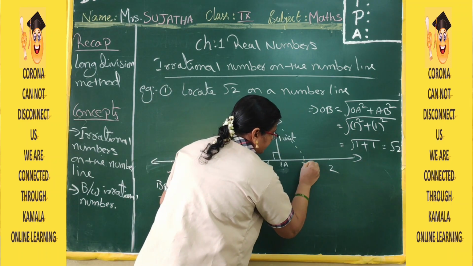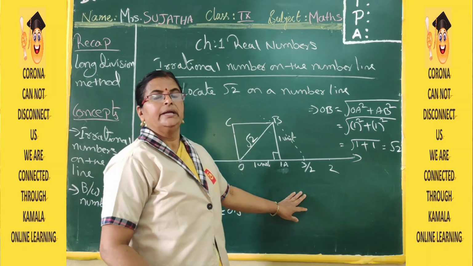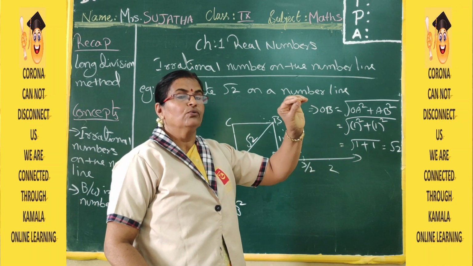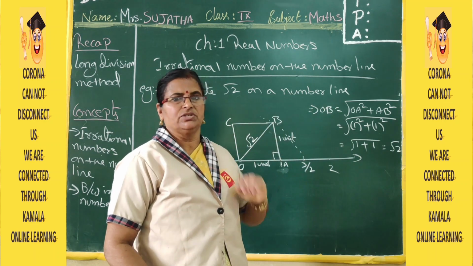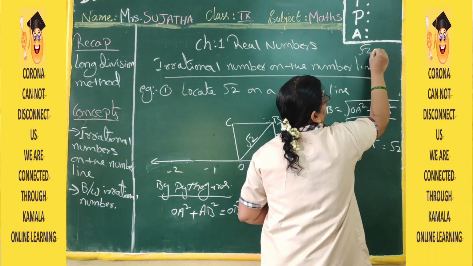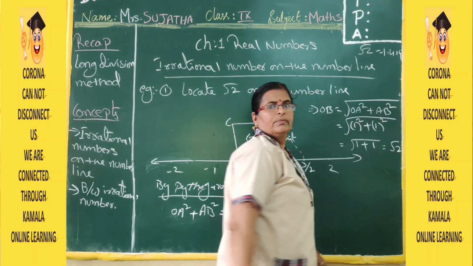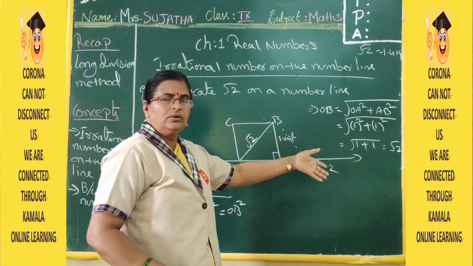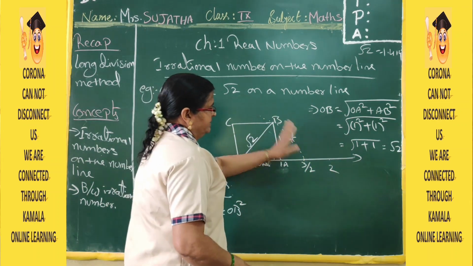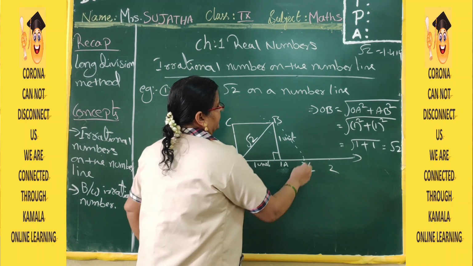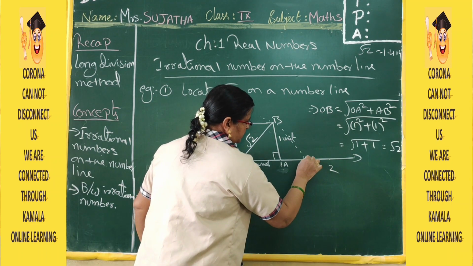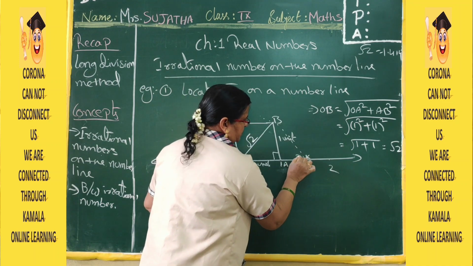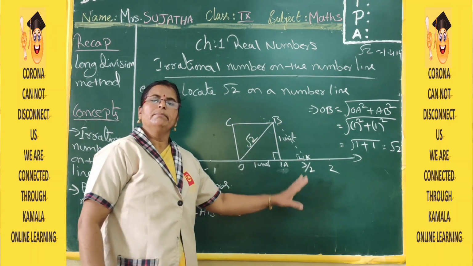Here you are getting 3 by 2, which is nearly the root 2 value. We got root 2 as 1.414 yesterday in the long division method. That only you will get here. I wrote nearer to 1.5, but this is only the root 2 value. So we can take 3 by 2, put a point here, and this is root 2. Here we can locate root 2 on a number line.